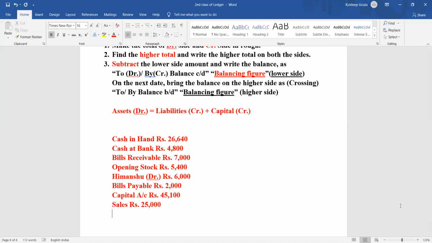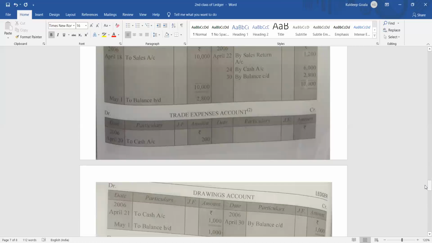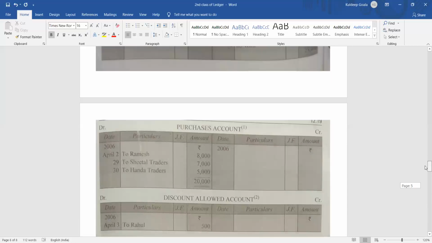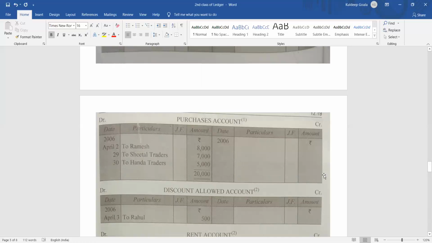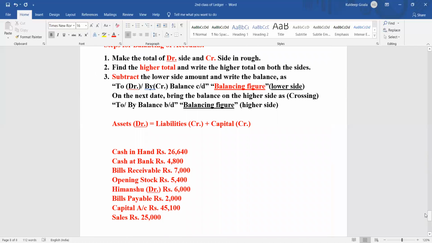Then moving to the next item. After sales, we can see there is purchases. It is also not balanced. You just balance it, take the total, this side 20,000, and here it will be by balance carried down 20,000, and again April 1 it will be to balance brought down 20,000. So what is the balance of the purchase account? 20,000. So purchases is rupees 20,000, isn't it?